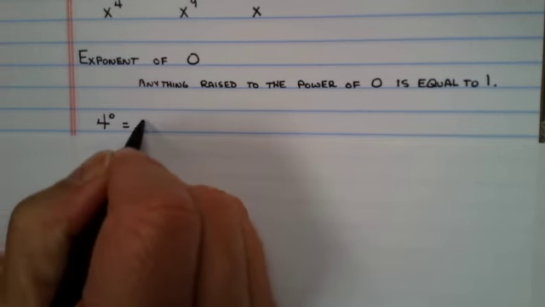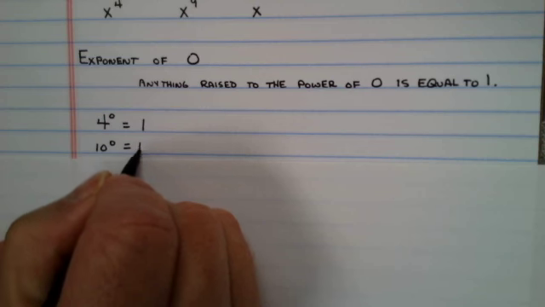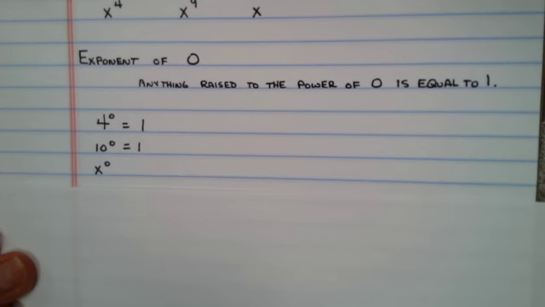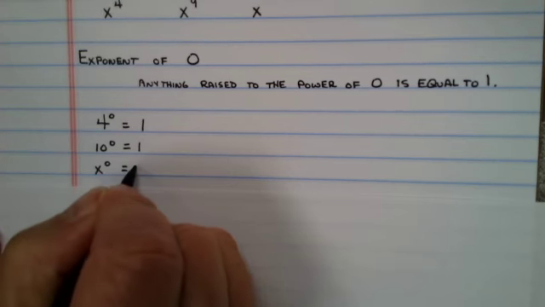Anything raised to the power of 0 is equal to 1. As soon as we get to our dividing variables section, where we have to take things with exponents and divide them, we're going to go over why something raised to the 0 power is equal to 1. But right now, we're just going to try to remember that anything raised to the power of 0 is equal to 1. So, 4 raised to the power of 0 is 1. 10 raised to the power of 0 is equal to 1. X raised to the power of 0 is 1.